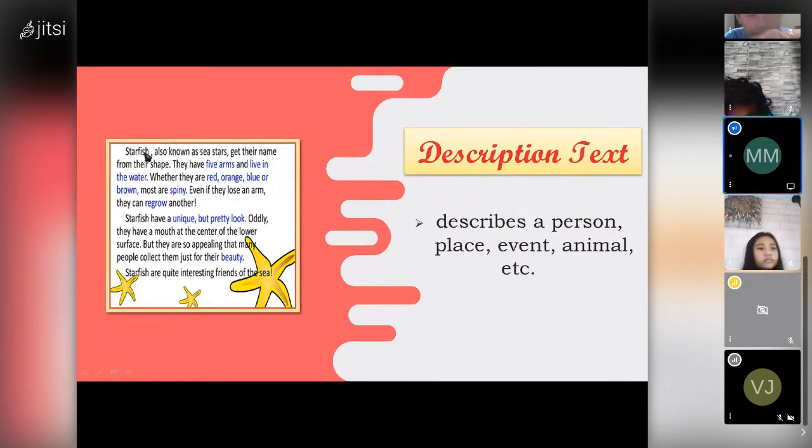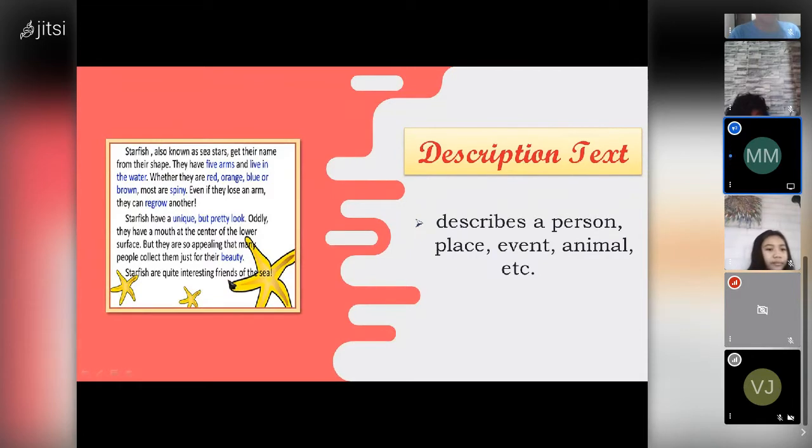Starfish, also known as sea stars, get their name from their shape. They have 5 arms and live in the water. Whether they are red, orange, blue, or brown, most are spiny. Even if they lose an arm, they can regrow another. Starfish have a unique but pretty look. Oddly, they have a mouth at the center of the lower surface, but they are so appealing that many people collect them just for their beauty. Starfish are quite interesting friends of the sea.